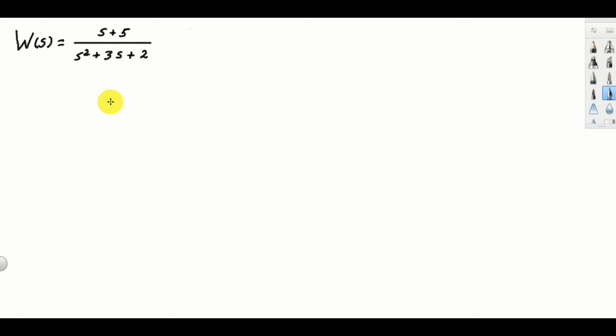To solve this problem, first we need to recall the basic definition of the transfer function and what is the physical meaning of the transfer function. The transfer function relates the output of the system, denoted by capital Y of S in the complex domain, with the input to the system in the complex domain. So we have this formula. Y of S is W of S multiplying U of S.